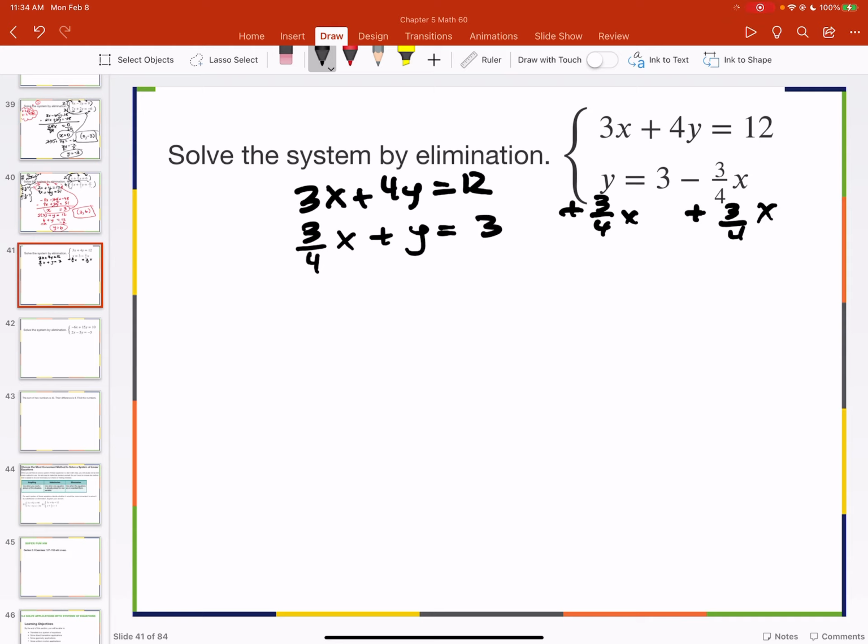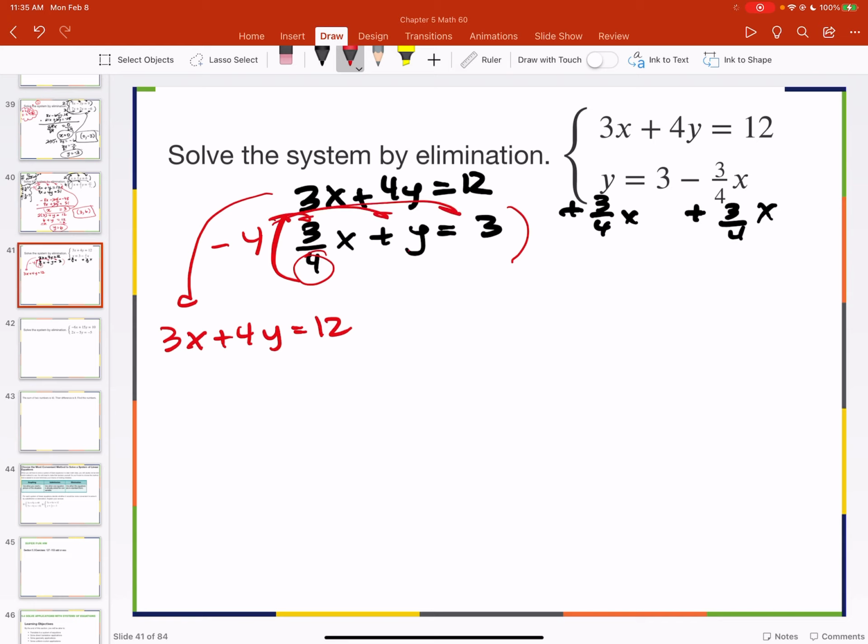So now looking at this, I'm going to multiply the bottom one by negative 4 because I want to get rid of this fraction and I want to change this to a negative. So let's go ahead and do that. I'm going to rewrite the top again. So 3x plus 4y is equal to 12. And then the second one, I'm going to distribute this negative 4. I'm going to get negative 3x minus 4y is equal to negative 12. Oh, that's interesting. What's happening? Okay, so let's go ahead and see what happens.